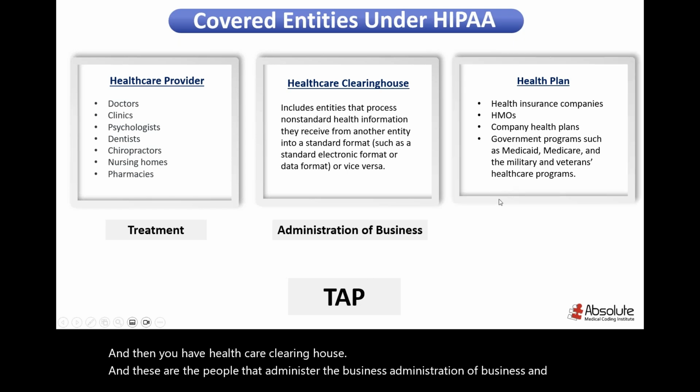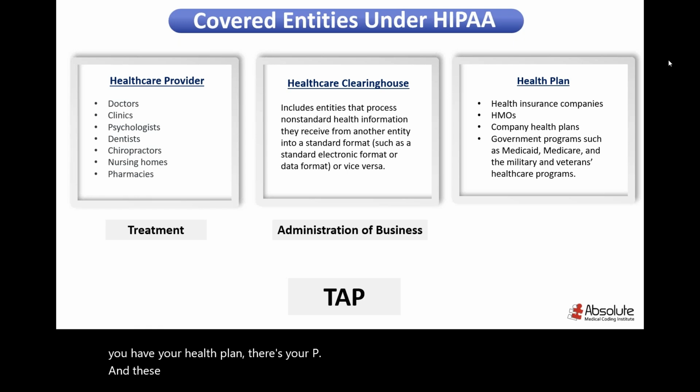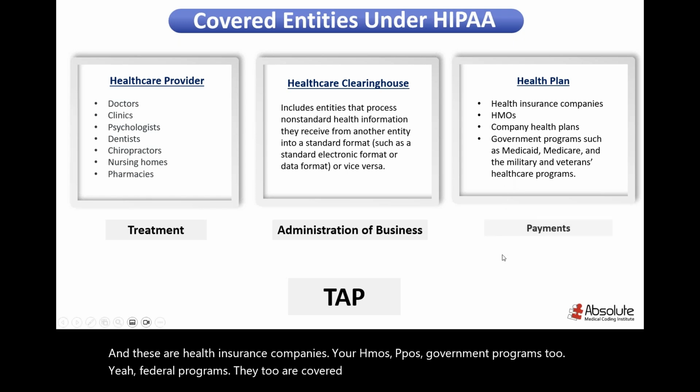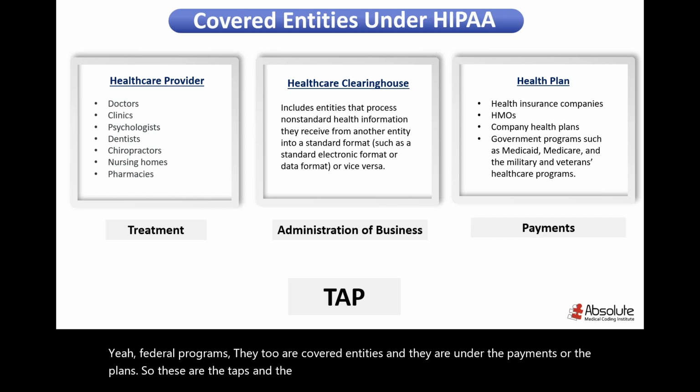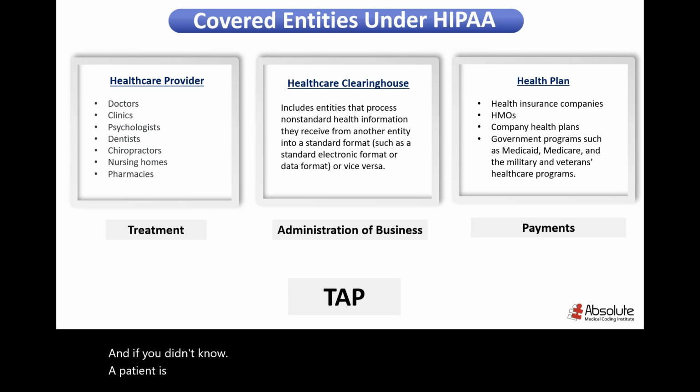And then you have your health plan. There's your P. And these are health insurance companies, your HMOs, PPOs, government programs too. Yeah, federal programs. They too are covered entities, and they are under the payments or the plans. So these are the TAPs, and the TAPs are covered entities, and they are bound by the law. And if you didn't know, a patient is not a covered entity.